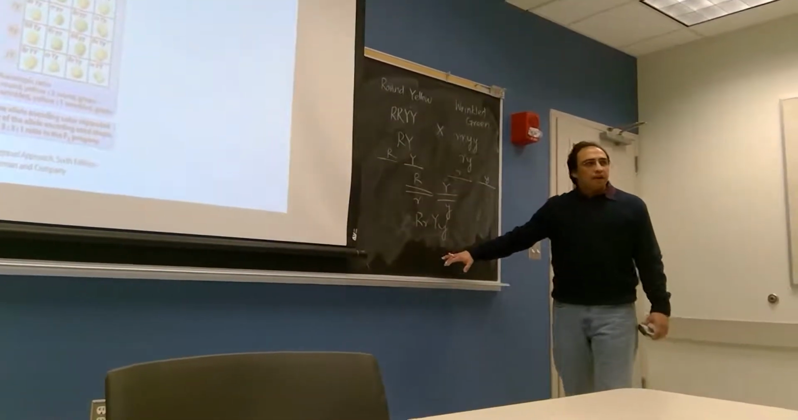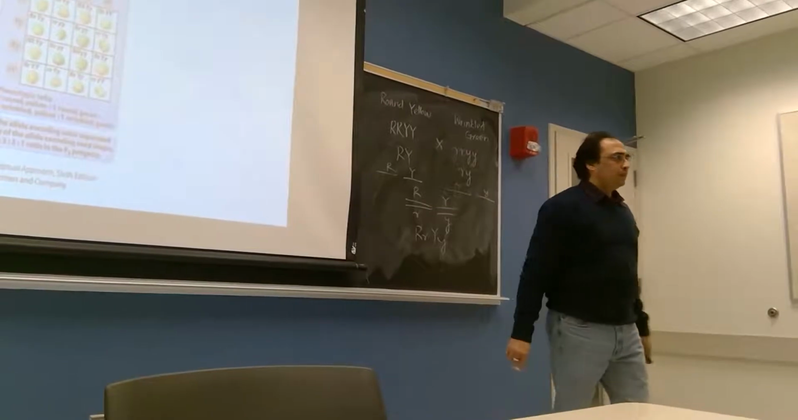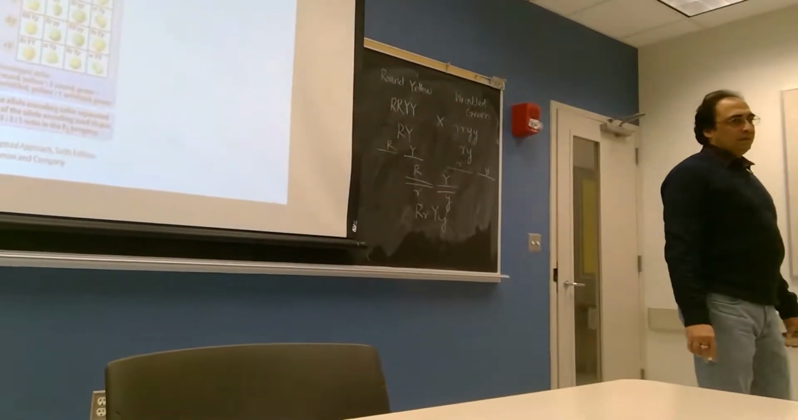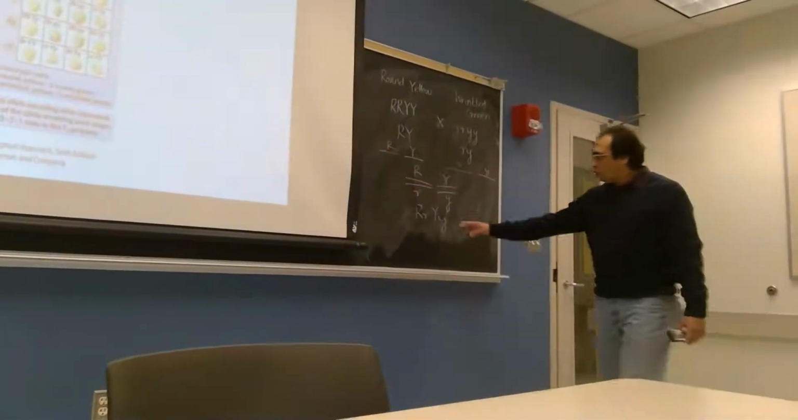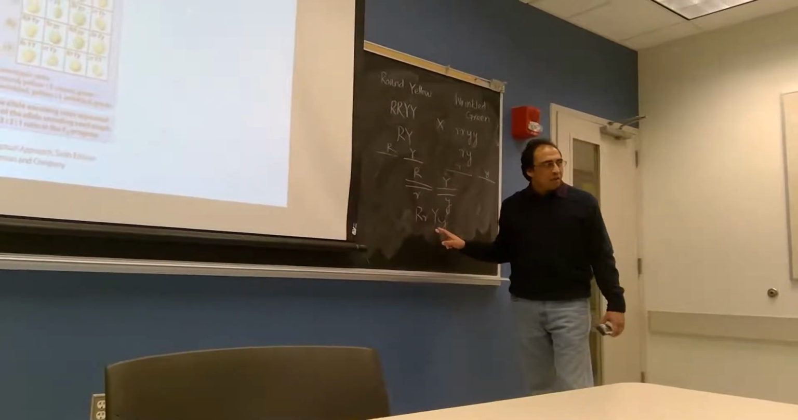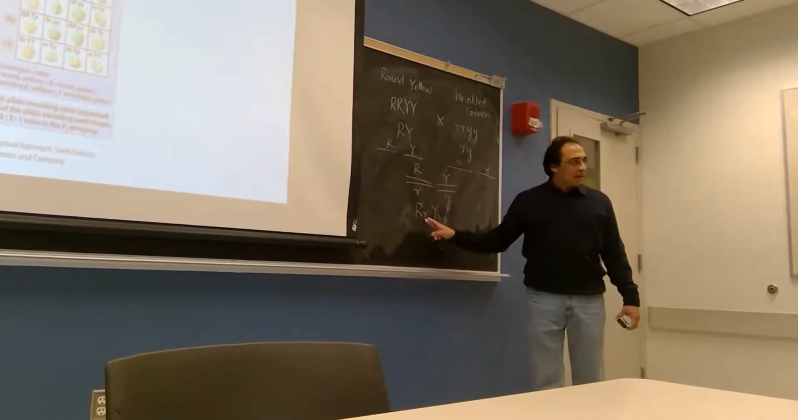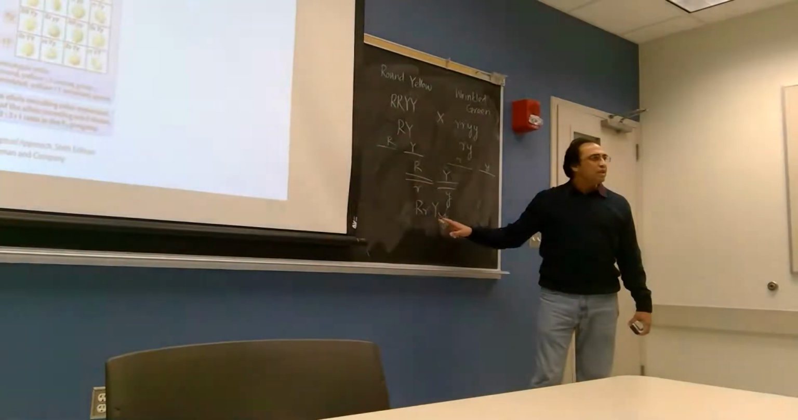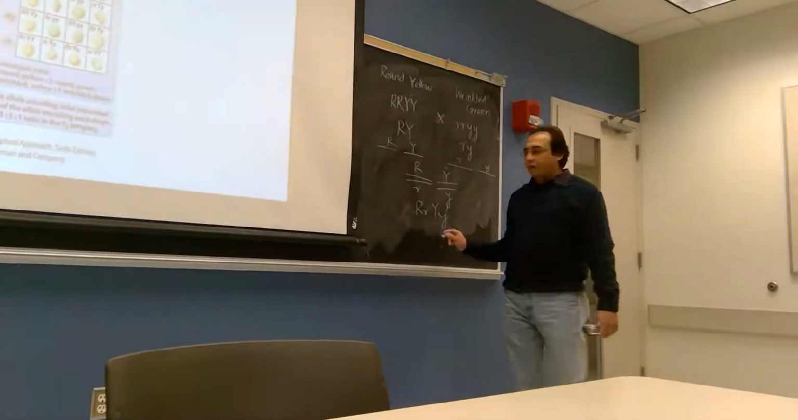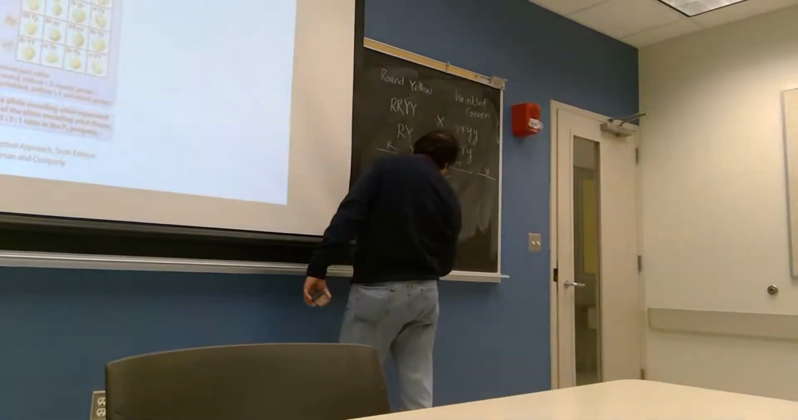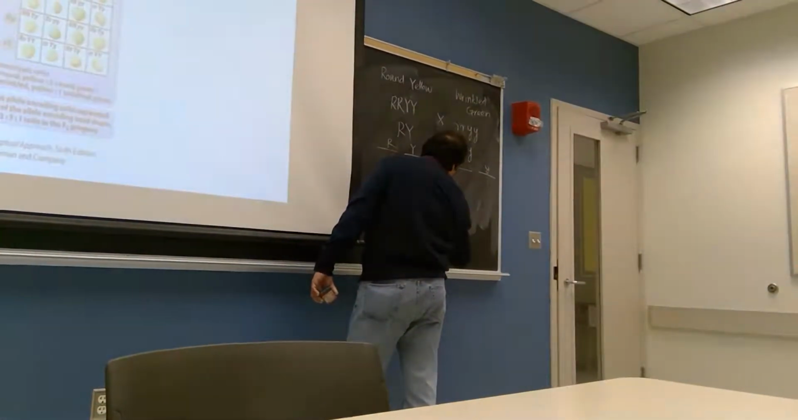What will be the phenotype of this one? Yellow. So the two dominant genes are there. One is round, which will suppress the wrinkle character. One is yellow, which will suppress the green character. So the phenotype will be round, yellow.